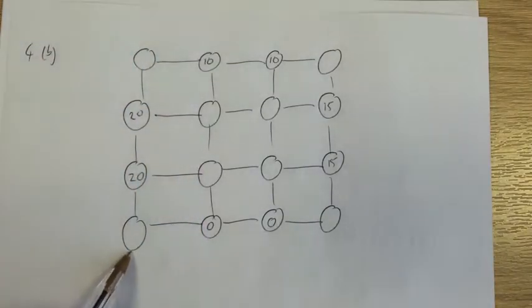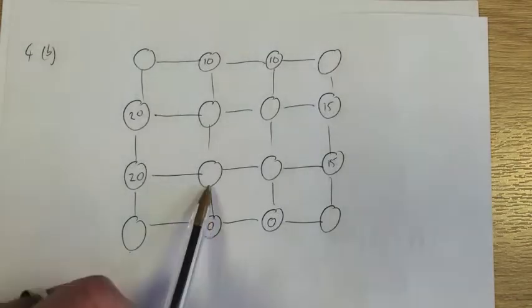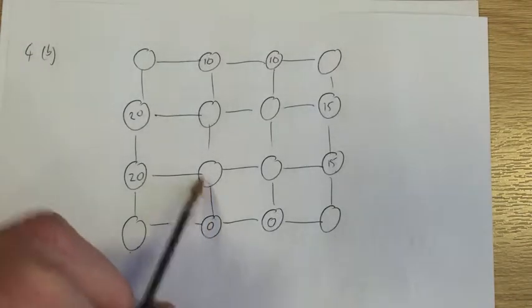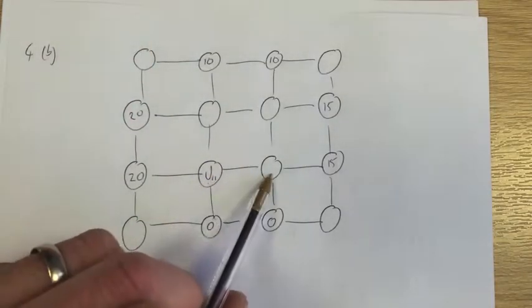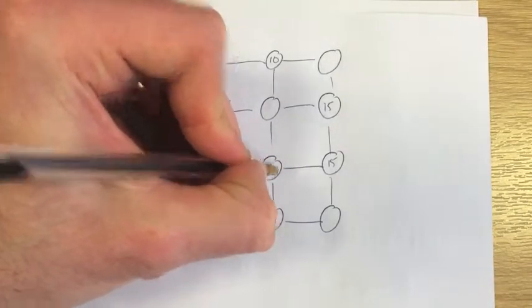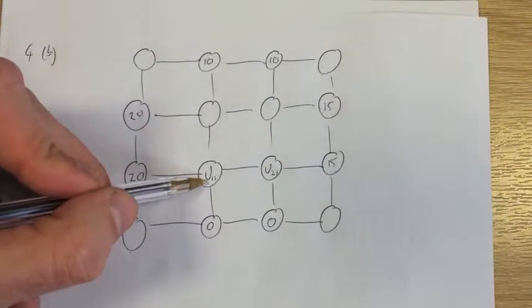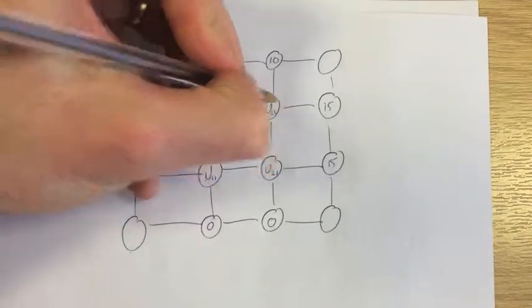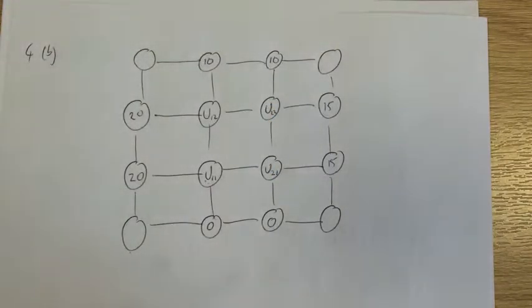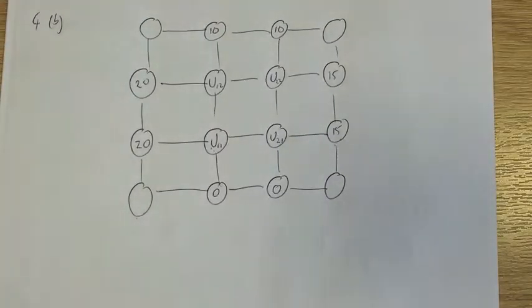Now this node down here has an i value of 0 and a j value of 0. As I move across, this is going to be i value of 1, j of 0. If I move up, that's going to be i equals 1, j equals 1. So that's u1,1. If I move across, I'm going to have u2,1. If I move up from u1,1, I'm going to have u1,2. And across, I'm going to have u2,2. So that's my simplified domain, or simplified discretization.